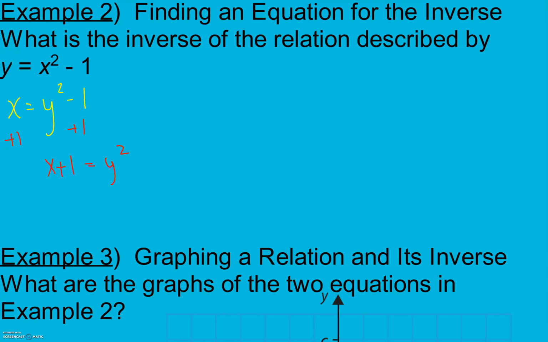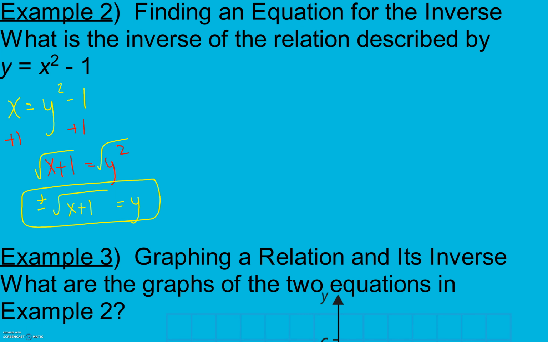And then to get rid of the square, I'm going to take a square root. Okay, but remember, whenever I take the square root, I have to take plus or minus. So plus or minus square root of x plus 1 equals y. And that is my inverse.